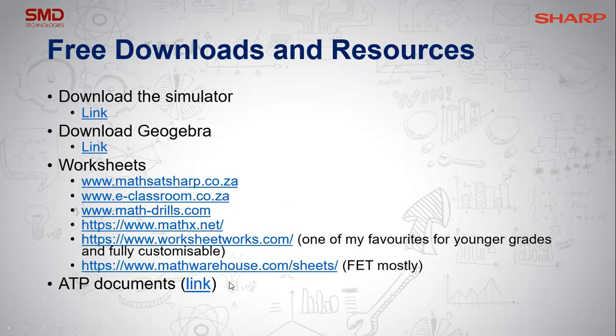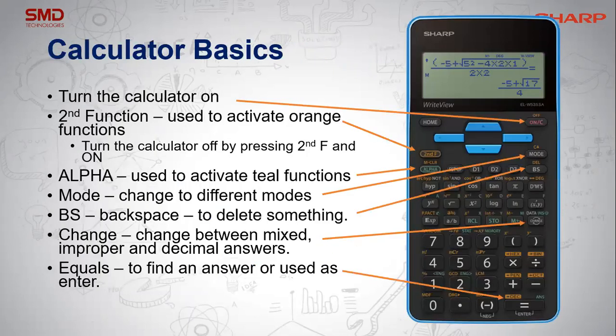And then, of course, if you still need the ATP documents, these are available on this link. It's just a summary on our Maths at Sharp page with all the different grades and the ATP documents that you would need for them. They're all PDF'd so that they don't shift and look weird when you download them.